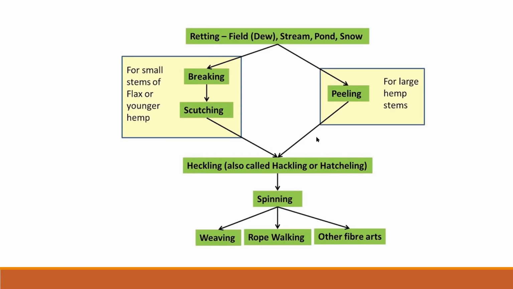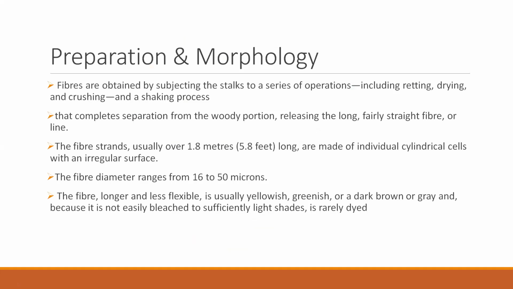And after this, heckling. Heckling is also known as hackling. And then spinning, you have to spin each fiber, then weaving, rope making or other fiber arts. In scorching, you have to beat, because by beating the different fibers get separated. So you have to do beating in this. In heckling, you have to straighten the fiber so that it can be spun further.